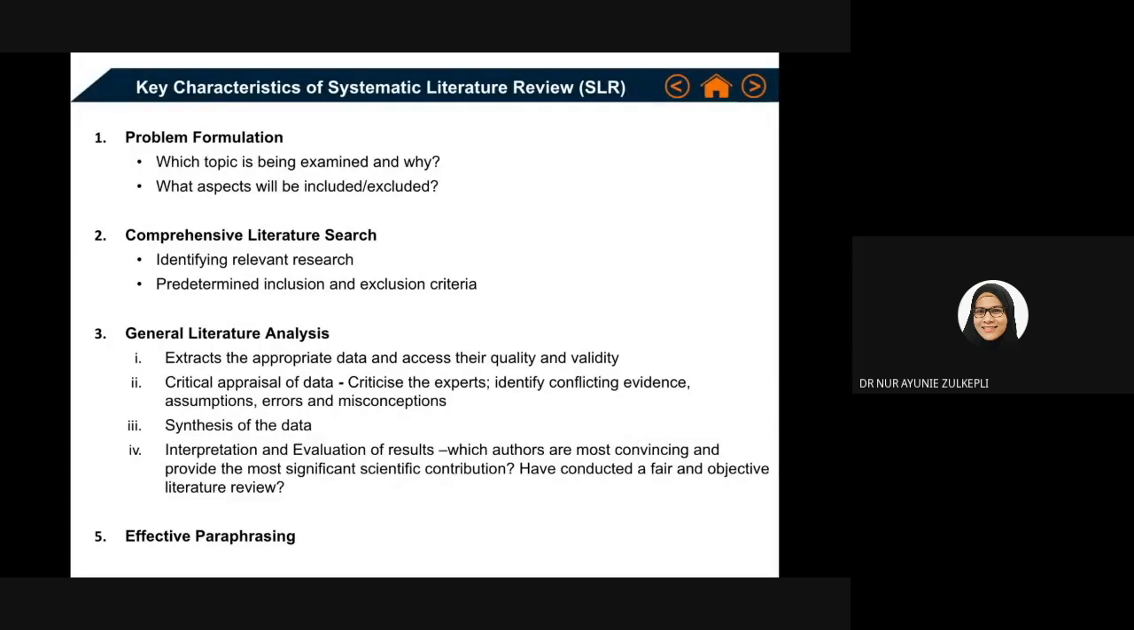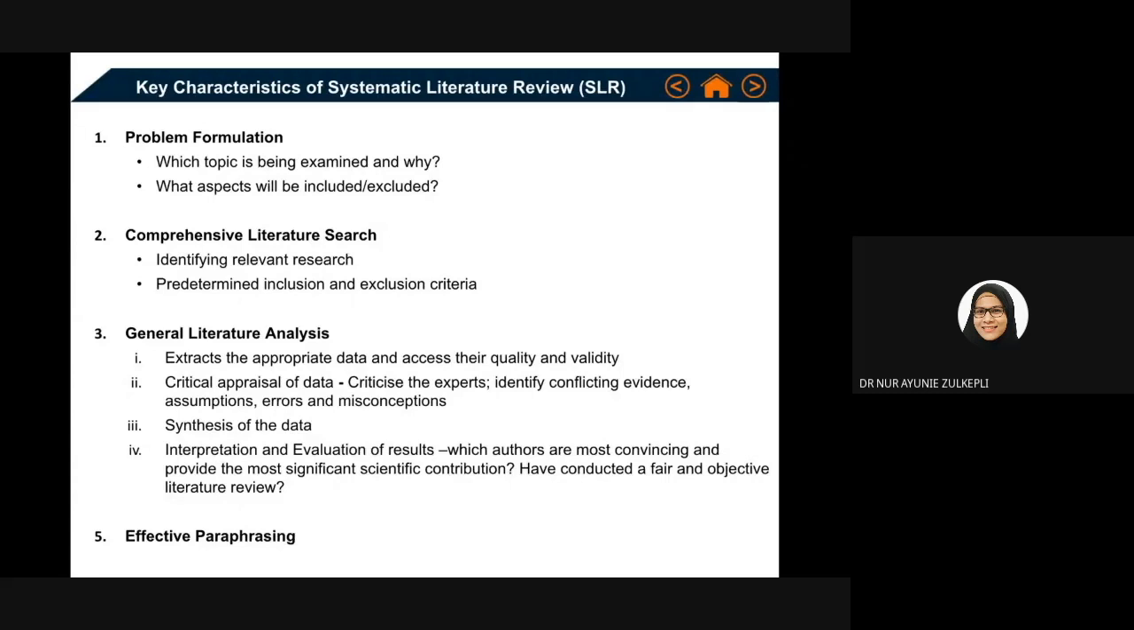Okay, so today you're going to cover 1, 2, 3, 4 actually, up to paraphrasing as the main topics for today. The first one, problem formulation: which topic you are going to be examining and why you choose that topic, and what aspect will be included and also excluded. And you're going to learn how to do a comprehensive literature search, identifying relevant research, where you have to have the predetermined inclusion and exclusion criteria in your systematic literature review construction.